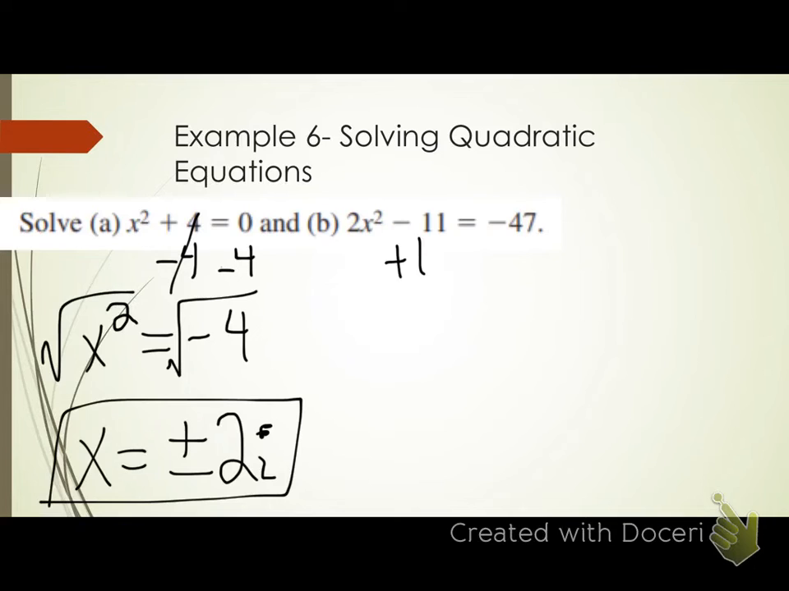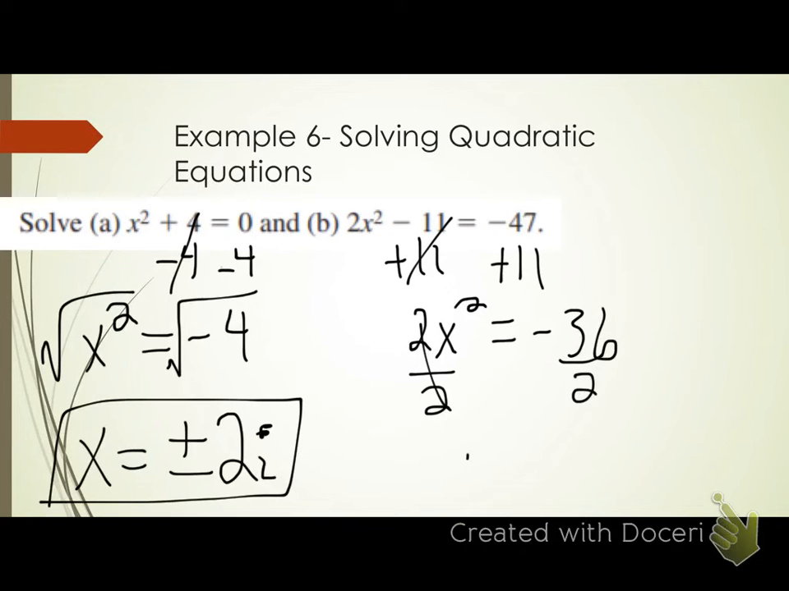Very good. Add 11 to both sides. Negative 47 plus 11 would give me what? Negative 36. Please quit talking. Raise your hand if you can give me my next step to get x by itself. Kylie. Very good. Divide by 2 on both sides. Negative 36 divided by 2. Negative 18.